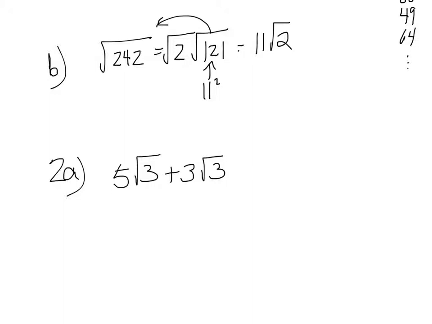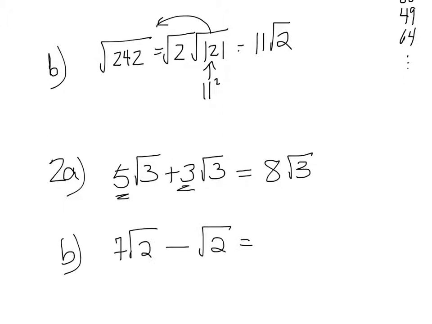Now look at this problem. 5 radical 3 plus 3 radical 3. What we do here is we add the coefficients in front, 8, and keep the radical as is. This problem is similar, but what you have to be careful of here is that there's always a 1 in front if there's no number listed. So what you're doing here is 7 minus 1, and we're going to get 6 radical 2.